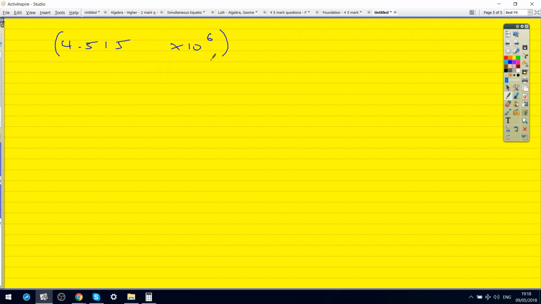And then it's divided by another bracket, 3.01 times 10 to the minus 2 up top, in the bracket. Give your answer in its standard form. Okay. Any idea how you do that? Is it a calculator one, by the way? Yes. Try putting it into a calculator.